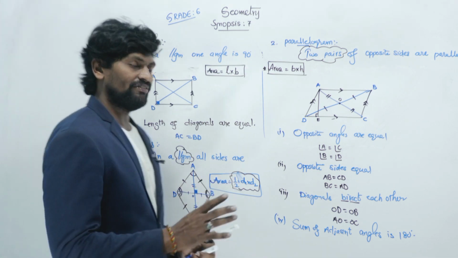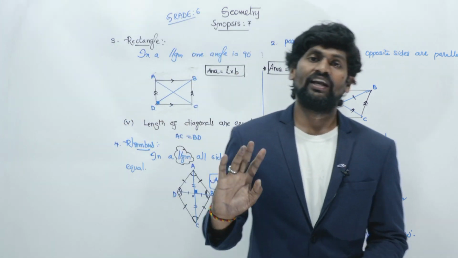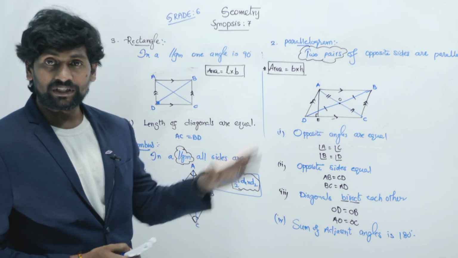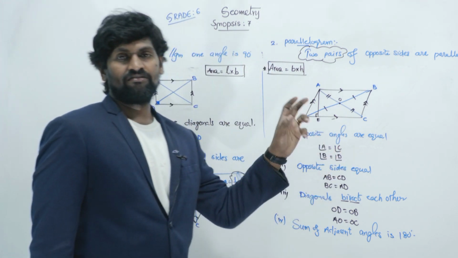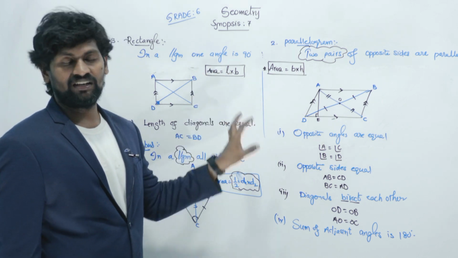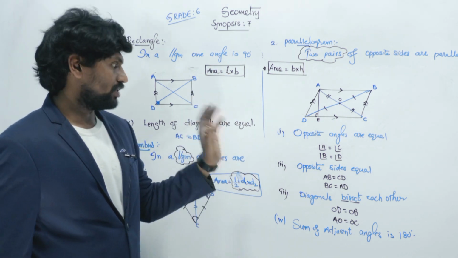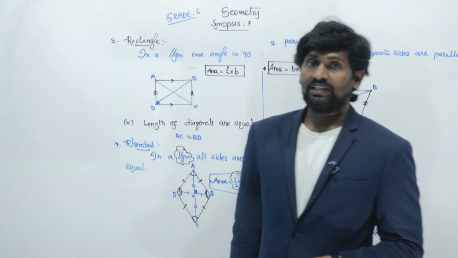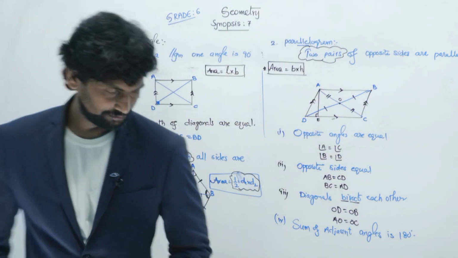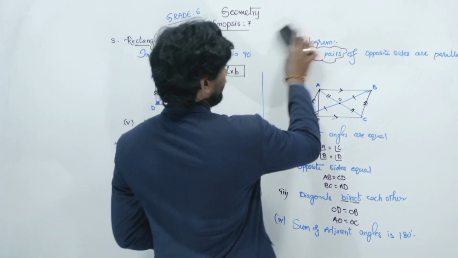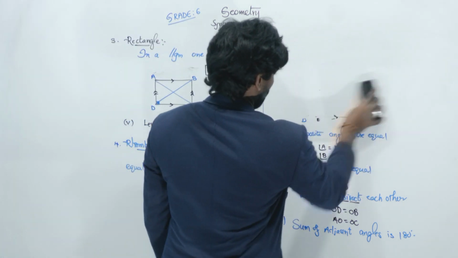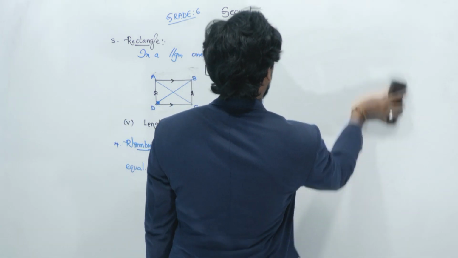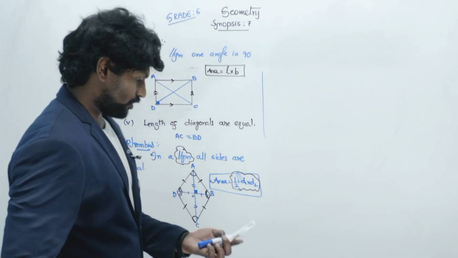So till now we have completed 4 quadrilaterals. Except the first one, the remaining 3 follow the same properties as the parallelogram, with some extra properties for rectangle and rhombus. Okay, so let us move on to the next type of quadrilateral, nothing but a square. So let us discuss a square.